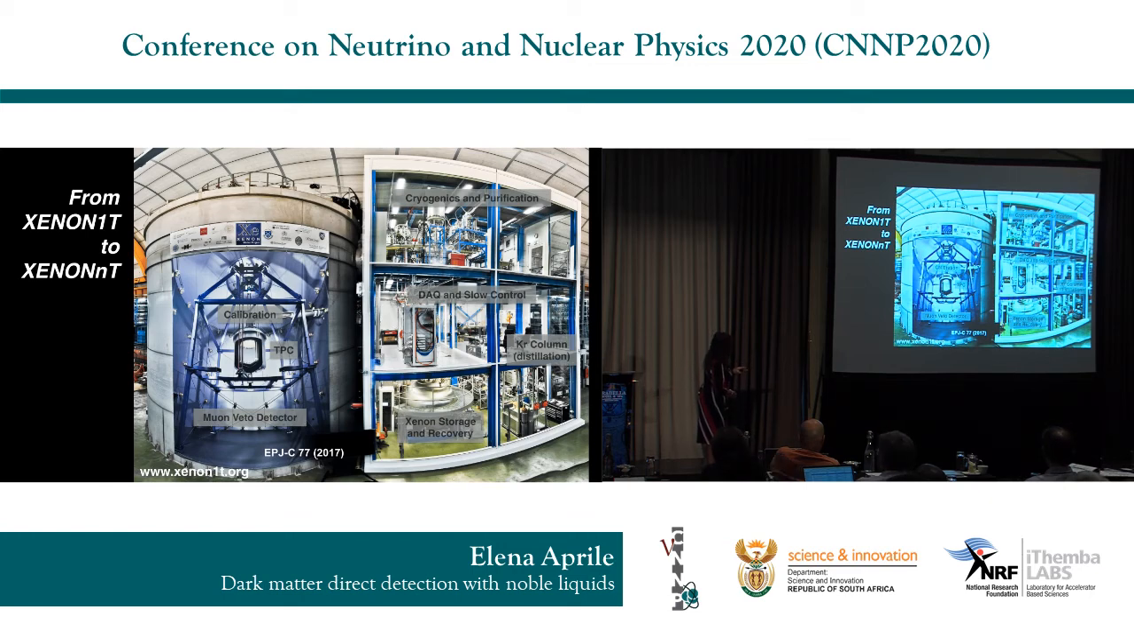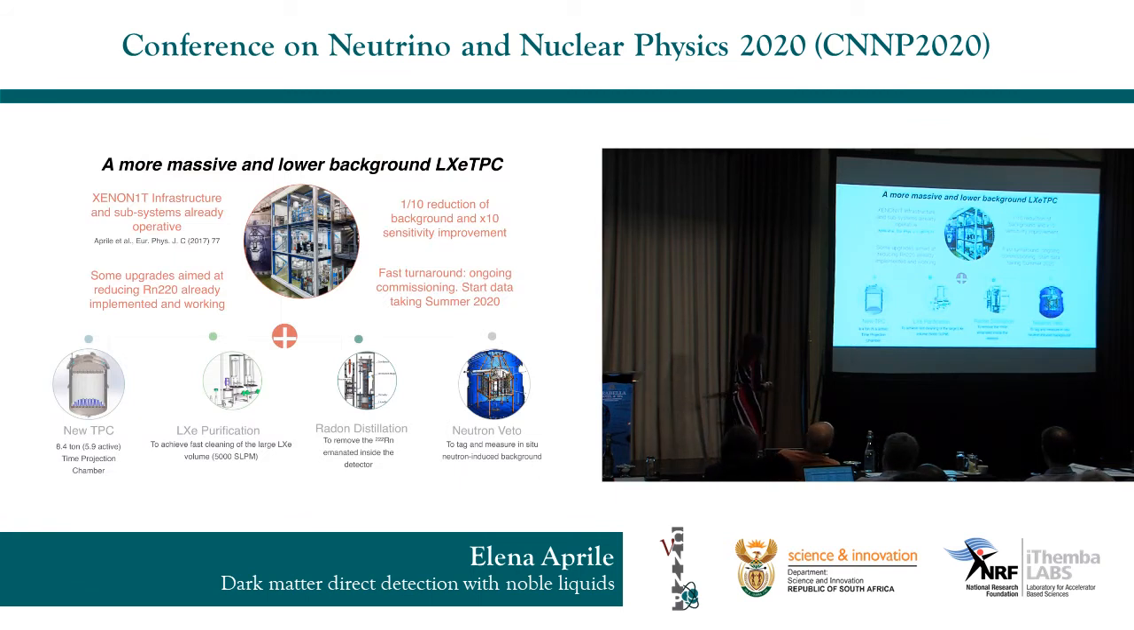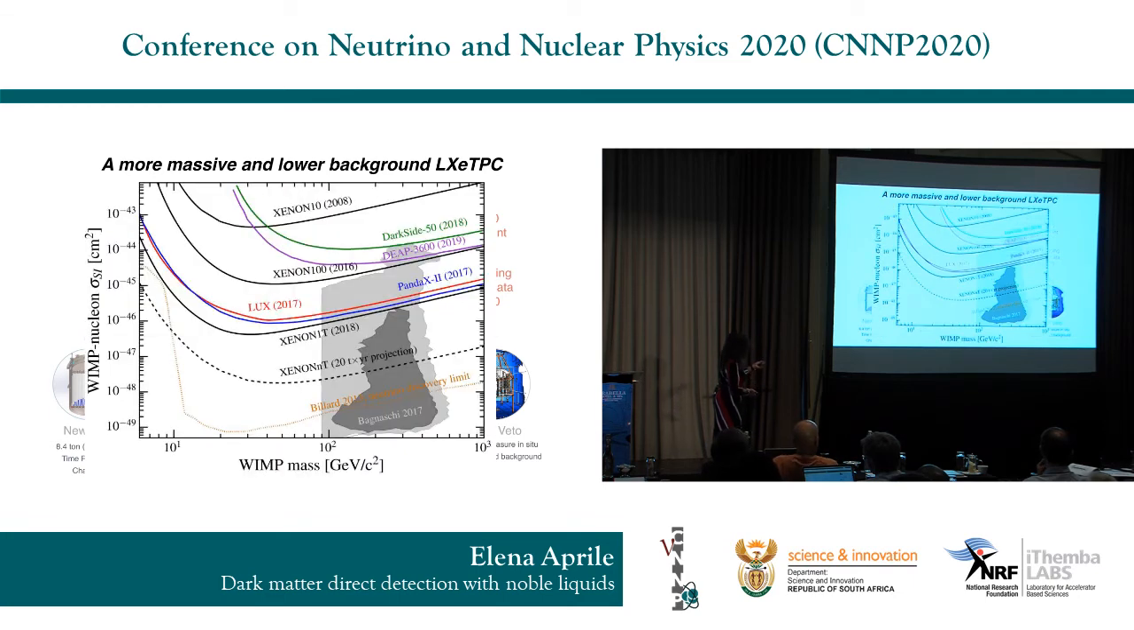We are reusing for Xenon-nT most of the systems that we built for 1 ton, and all the systems that we have made operative. What we are building new is a new detector with 8.4 tons, 6 tons or so of active xenon. We have built a new liquid xenon purification system to be able to pass this xenon in liquid phase through appropriate filters to achieve very long lifetime very fast. We are building a new cryogenic distillation for radon to remove this 222, and then we are building a neutron veto in the same water tank that we have used as muon Cherenkov. So these are the 4 items I just gave you. Of course, the goal is to go, as I told you, another order of magnitude in sensitivity with a 20-ton-year projection with respect to 1 ton.